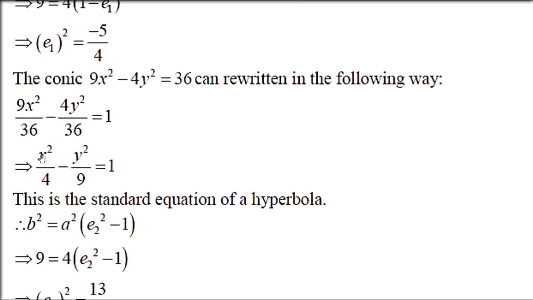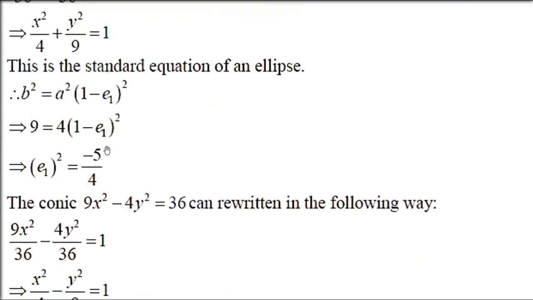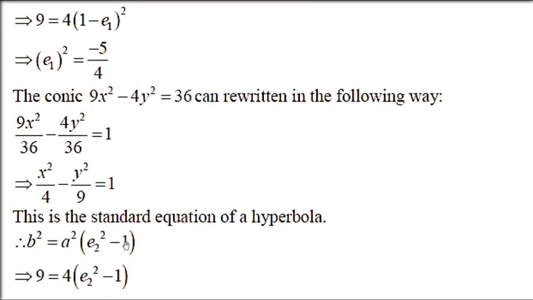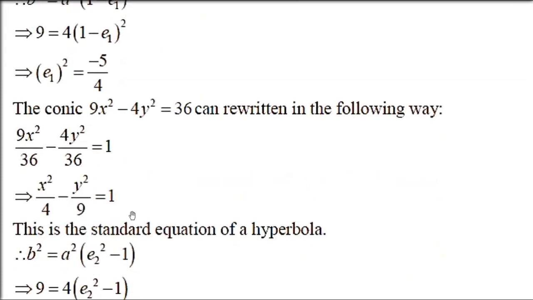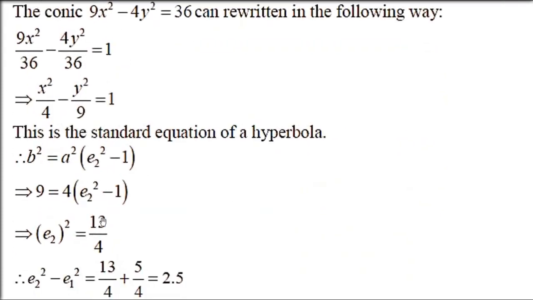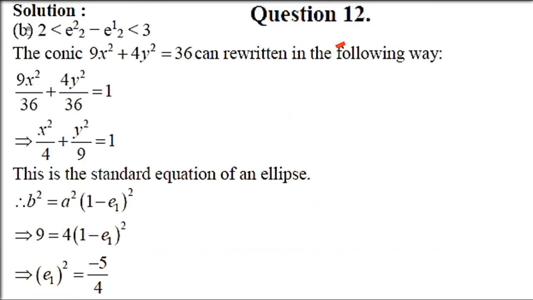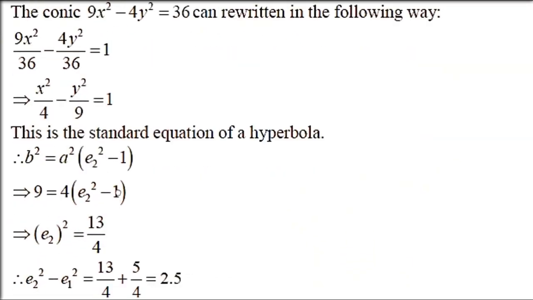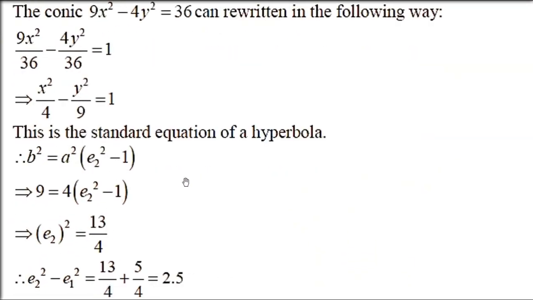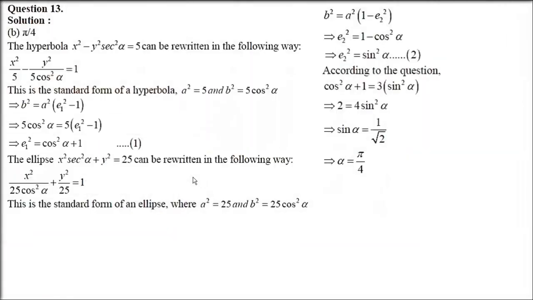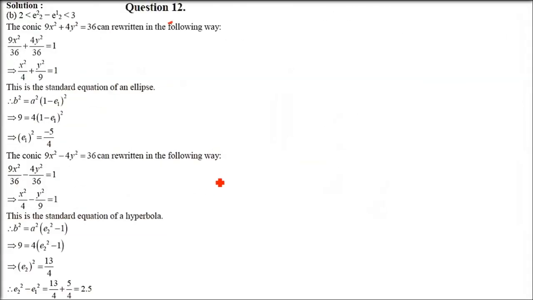A square is 4, B square is 9. Here you take eccentricity as E2. So your E2 square is minus 5 by 4. So just put it here. You have E1 square, E2 square. Now when E1 and E2 are known to you, try to find out E2 square minus E1 square. Why is this option B? Because E2 square minus E1 square, which we just got, is going to be 2.5.